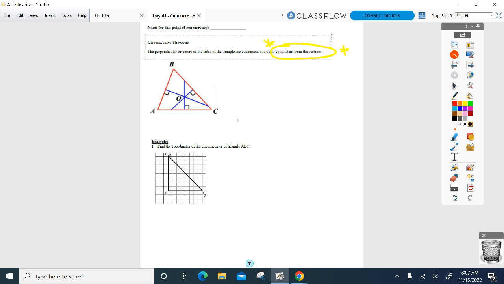So on the diagram right here, make a little note for me. Point O is the circumcenter. Okay, point O is the circumcenter. And what I want you guys to do is, from point O, draw in a dashed line to A, draw in a dashed line to B, and draw in a dashed line to vertex C.